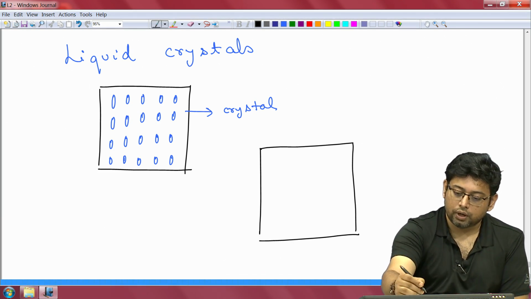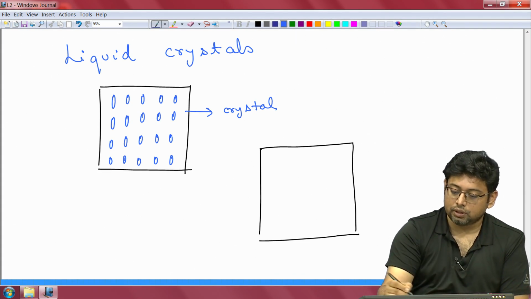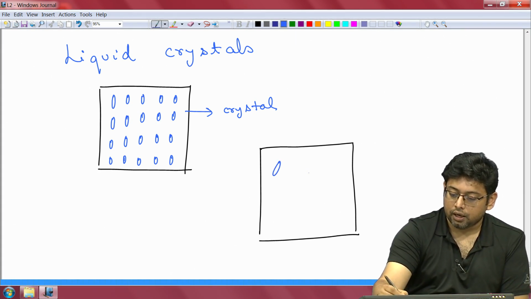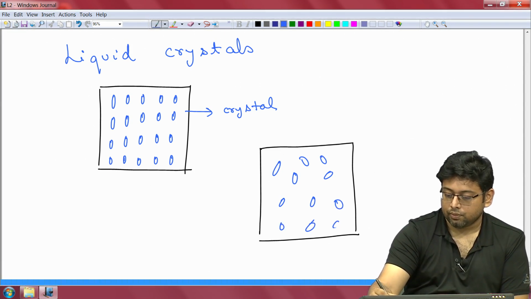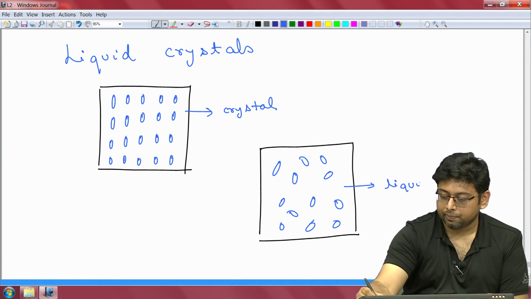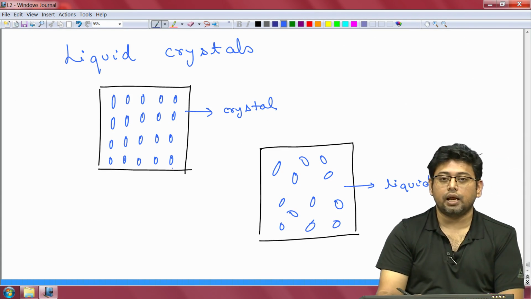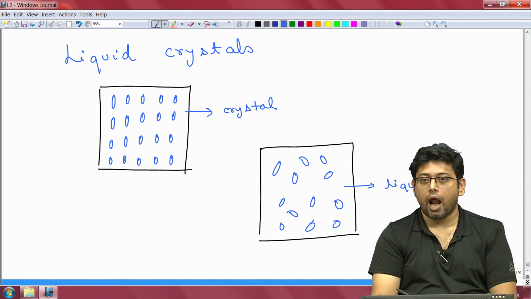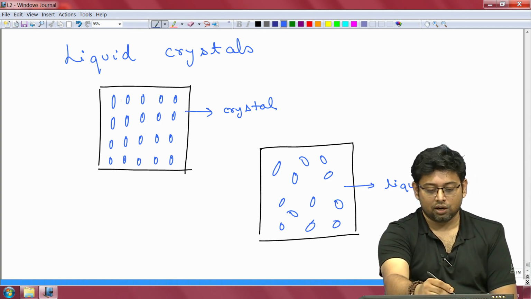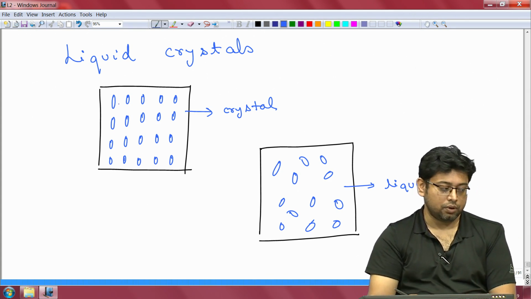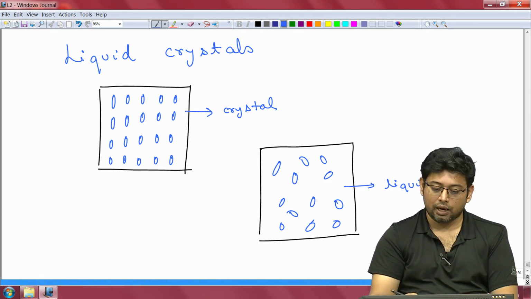So, for a liquid, there would not be any positional order and no orientational order. Right. So, this is a liquid type of system. And this is a crystalline system because you have positional and orientational order in this case, because I deliberately drew things which are anisotropic in nature. So, this system is composed of these ellipses.